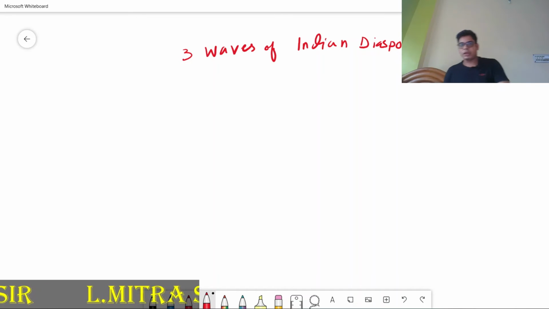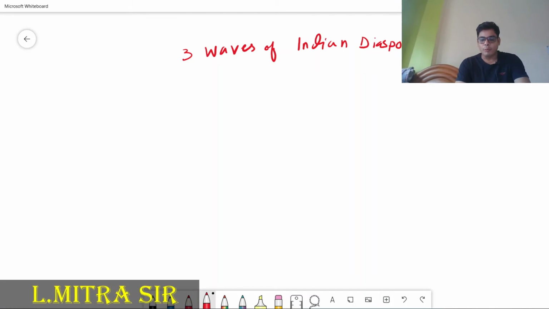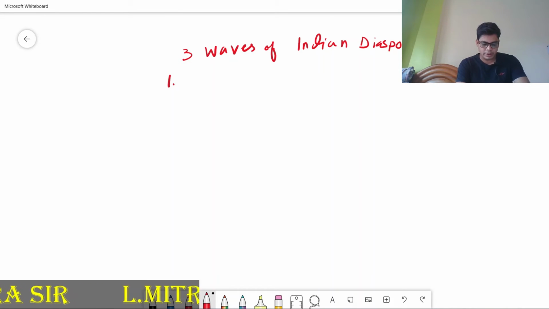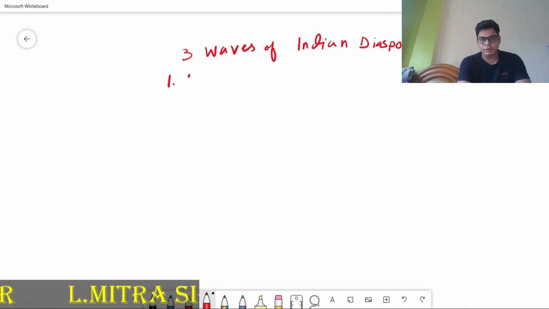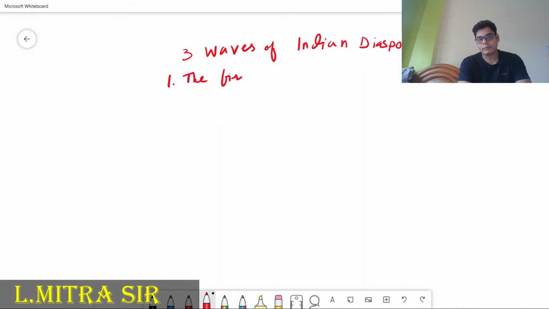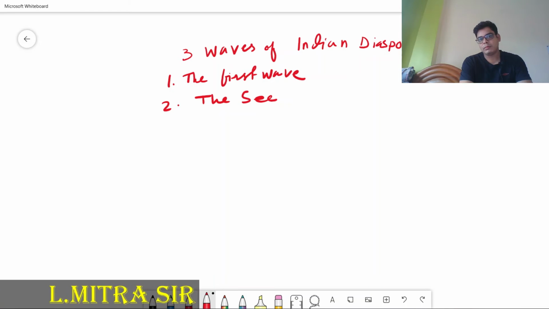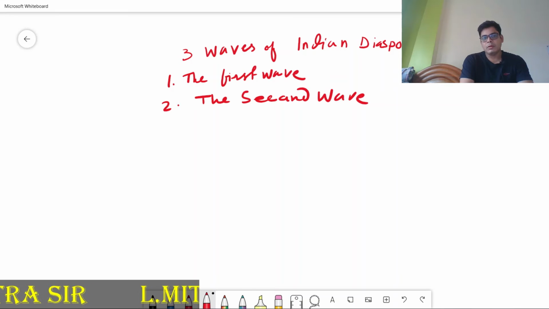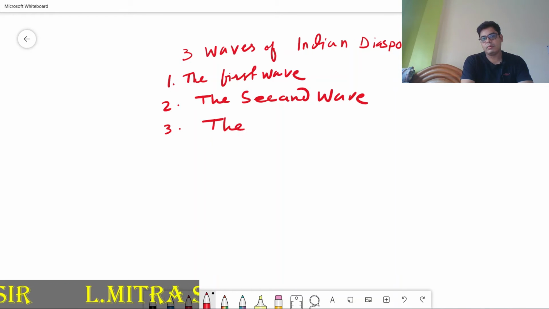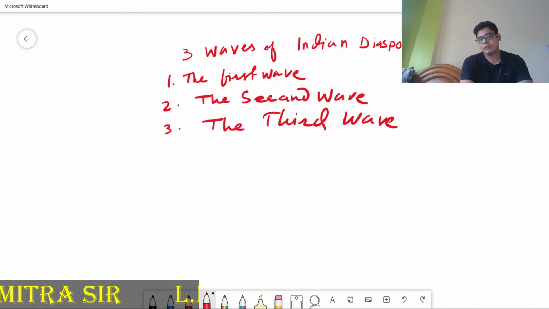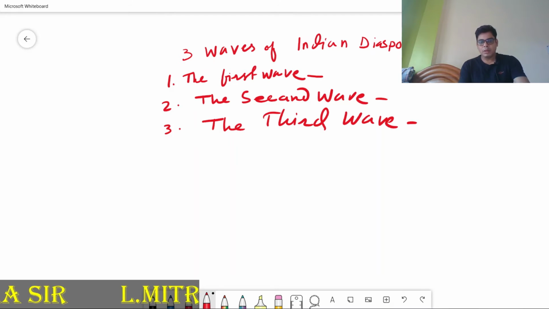So if the question comes, what are the three waves of the Indian population migration, at that time you have to understand the first wave, the second wave and the third wave.